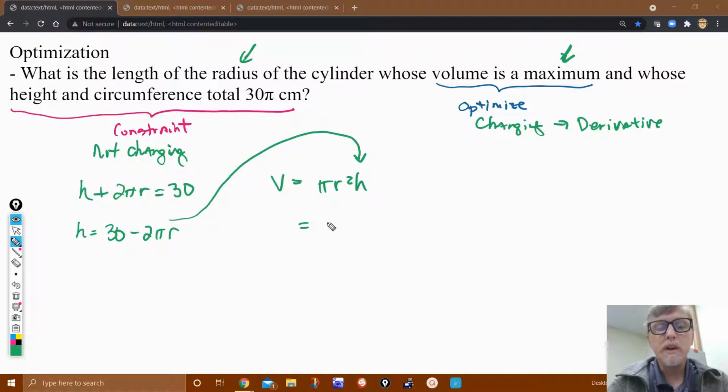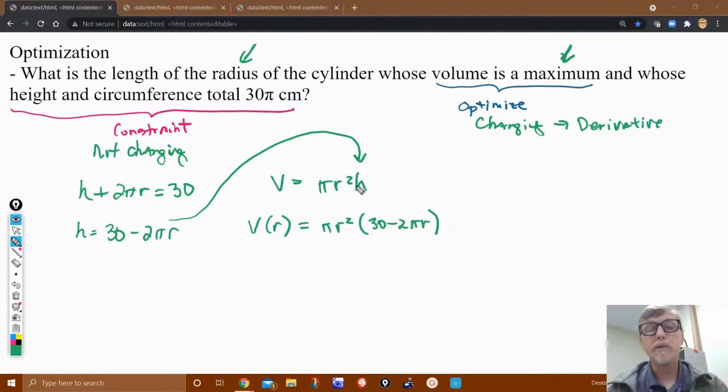So now I have pi r squared times 30 minus 2 pi r. And now that there's only one variable on the right side, I can say that my function is the volume that depends on the radius. It's a function of one variable. Now that we have our volume equation down to one variable instead of two, we can do a much simpler derivative. And as I've talked about in videos before, I would definitely work smarter, not harder. So let's try to do the best method to find this derivative.